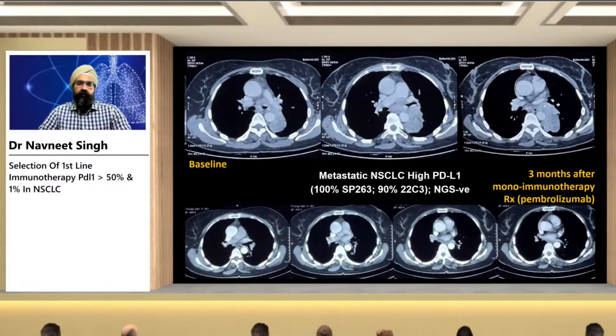And the reason why immunotherapy has come in such a big way is illustrated in this response to therapy. As you can see at baseline, a huge mass infiltrating into the mediastinum, loss of fat planes with aorta. And 3 months after monoimmunotherapy with pembrolizumab for this high PD-L1 patient, you can see a drastic response. Again, to emphasize the point, the common oncogenic driver alterations were excluded by an NGS, and the PD-L1 value was really high. It was 100% by SP263 and 90% by 22C3.